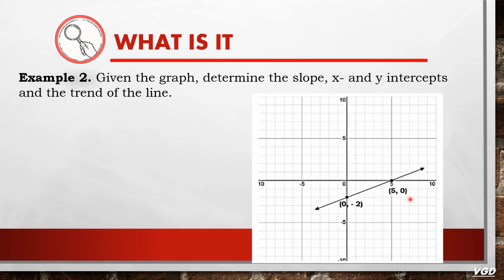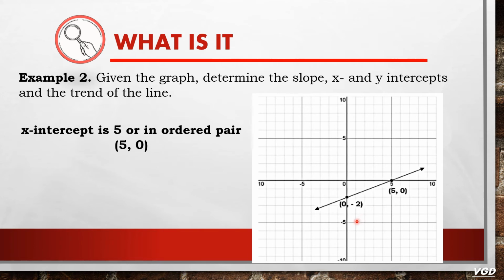this graph. And take note that we have learned that the x-intercept is the point in the graph where y is equal to 0. And using the graph here, the x-intercept is 5, or in ordered pair 5, 0. And on the other hand, the y-intercept is the point on the graph where x is equal to 0. Therefore, the y-intercept is negative 2 or 0, negative 2.